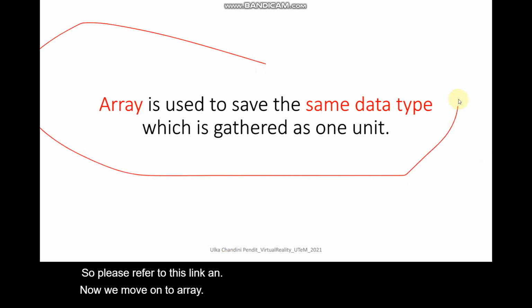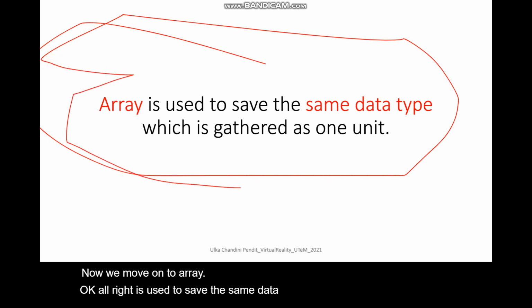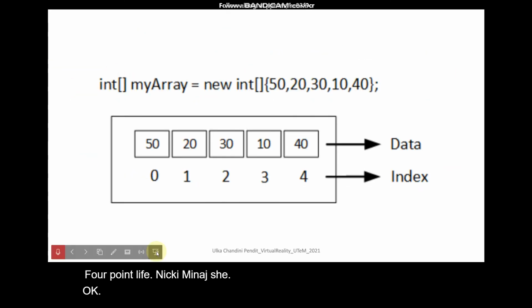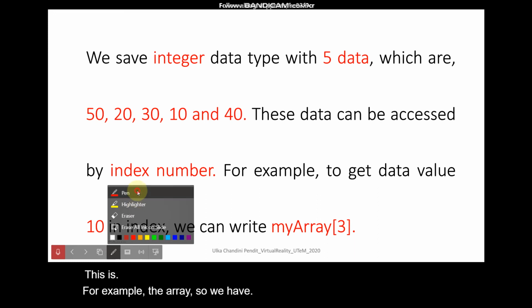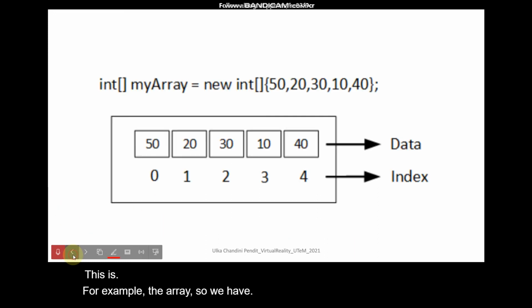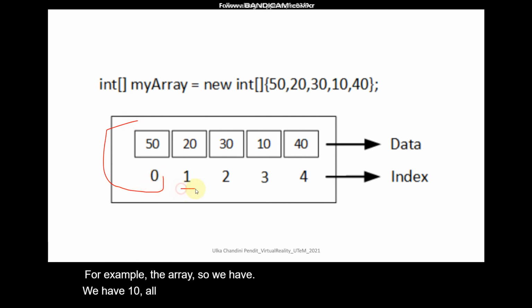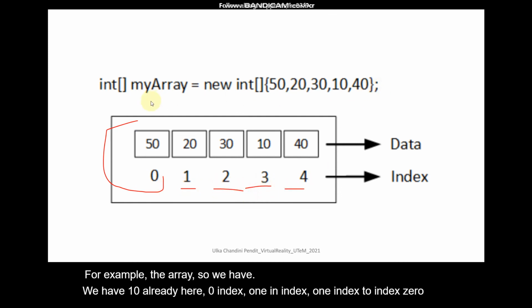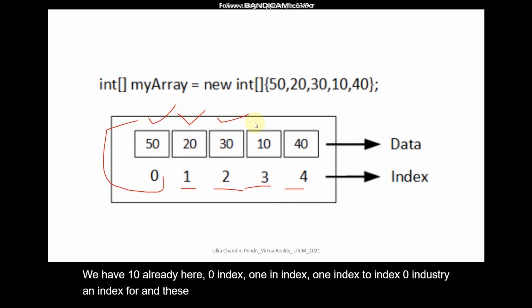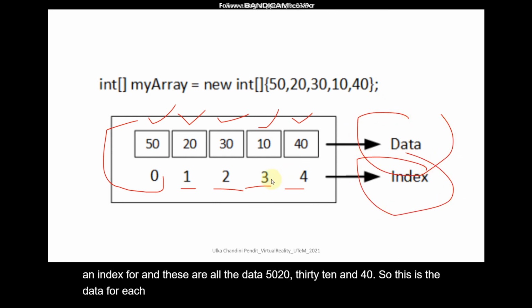Okay, an array is used to save data of the same data type, gathered as one unit. So this is, for example, an array. We have index 0, index 1, index 2, index 3, and index 4, and these are all the data: 50, 20, 30, 10, and 40. So this is the data for each index that we have here.